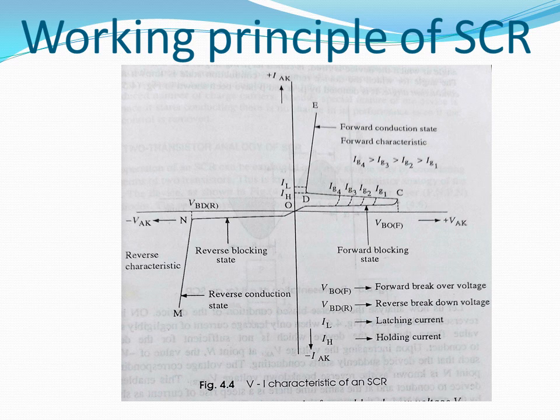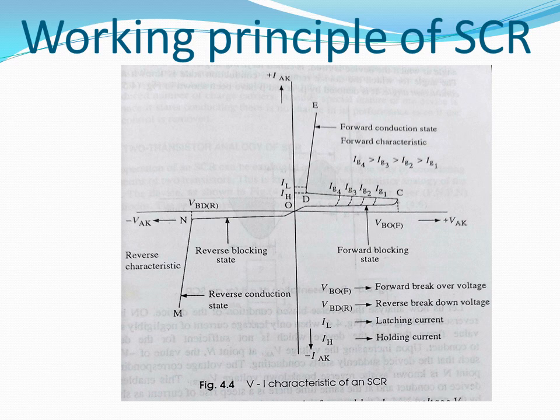The different voltages are written here, that is VBOF, the forward breakover voltage. It is the voltage at which the SCR will conduct. VBDR, reverse breakdown voltage. At this voltage, the SCR will conduct in reverse biased condition. IL is the latching current, IH is the holding current, plus VAK is a positive voltage from anode to cathode, minus VAK negative, and similarly for the current.